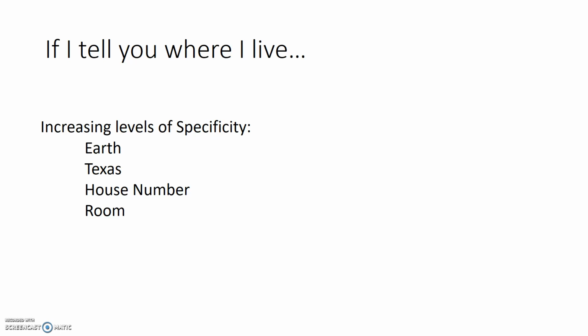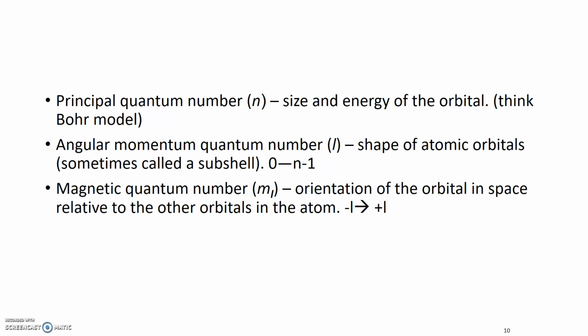The same thing is true with an electron. However, its address is a little more complicated because you're probably not used to asking an electron for its address. So with an electron, we start with what's called the principal quantum number.